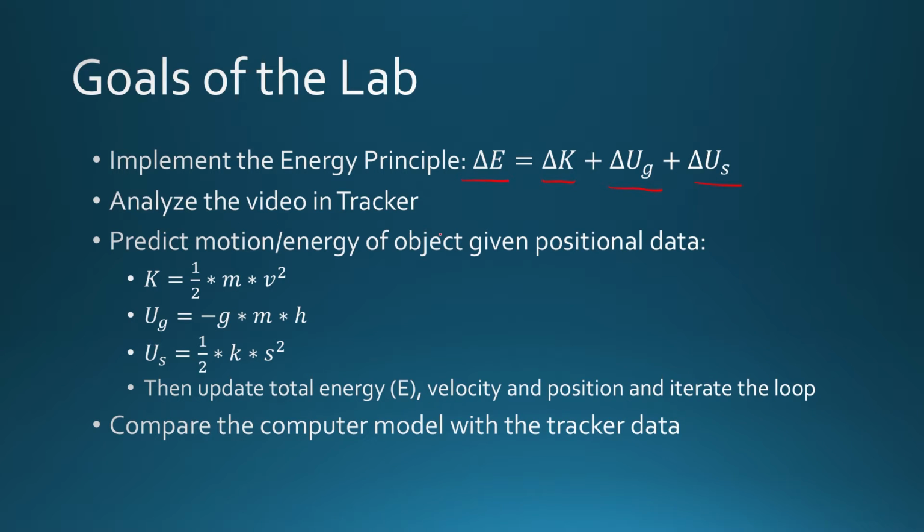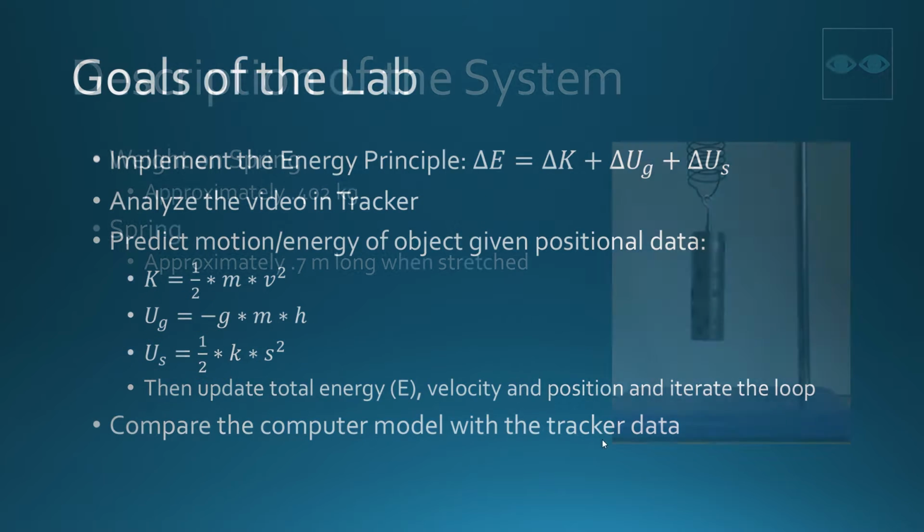I analyzed the video in Tracker to find positional data, which I then implemented into my GlowScript model. I found the kinetic energy using 1/2 mass times velocity squared, the potential gravity using negative g times mass times h since it's near the surface of the Earth, and the potential spring energy using 1/2 times the k constant times the stretch squared. I then updated the total energy, velocity, and position of the data and iterated over the time that the video went on. I then compared the computer model with the Tracker data to see how accurate the computer model was.